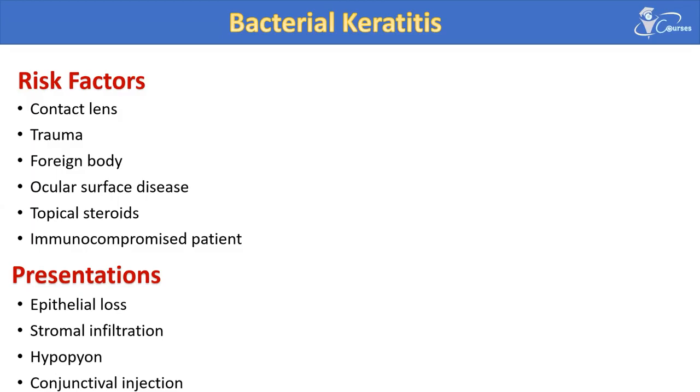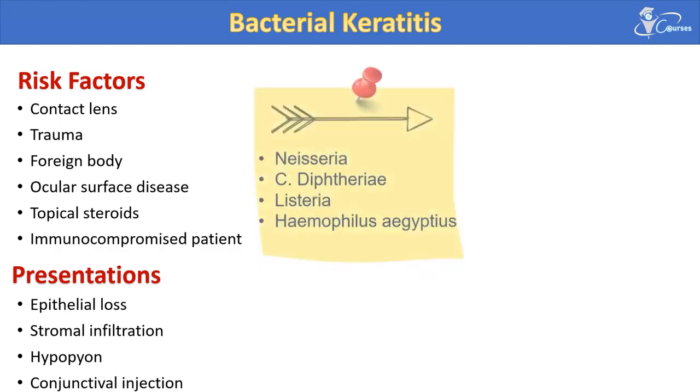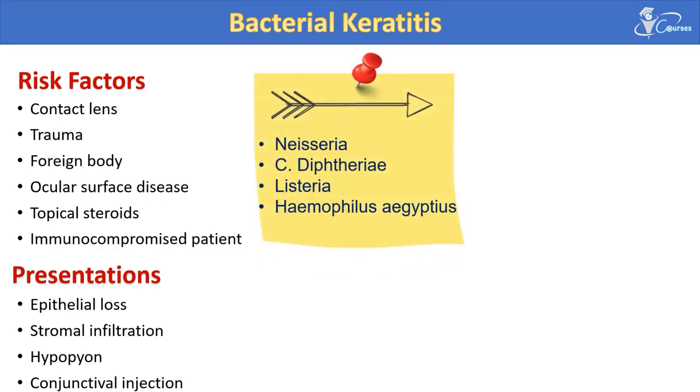But if a contact lens is present, it can disturb the epithelium. Trauma will also cause loss of the epithelium, as will a foreign body. However, there are certain bacteria that can invade even the intact epithelium. These bacteria are Neisseria, Corynebacterium diphtheriae, Listeria, and Haemophilus aegyptius. So these organisms are capable of invading the intact epithelium, so please don't forget them.